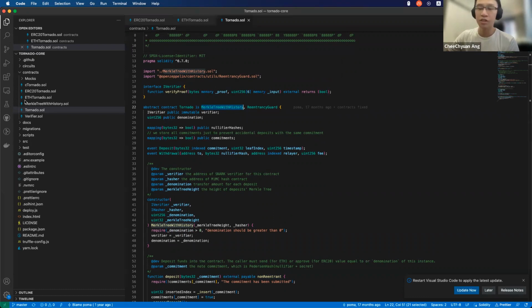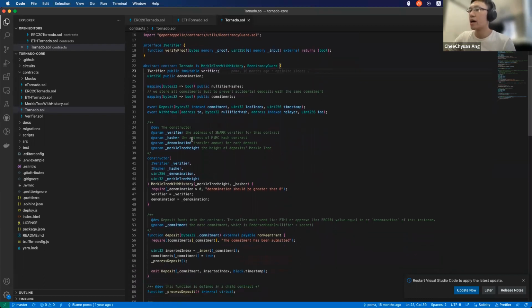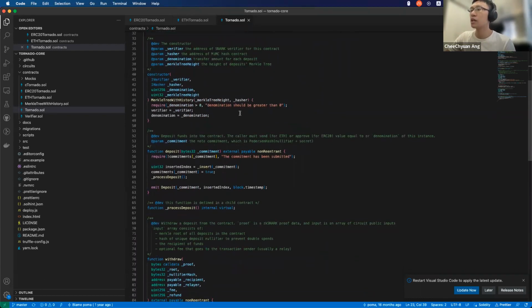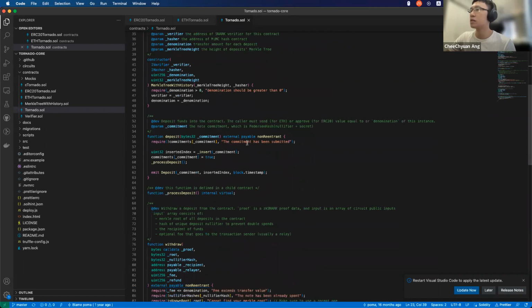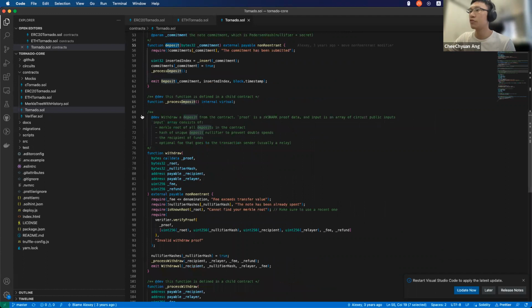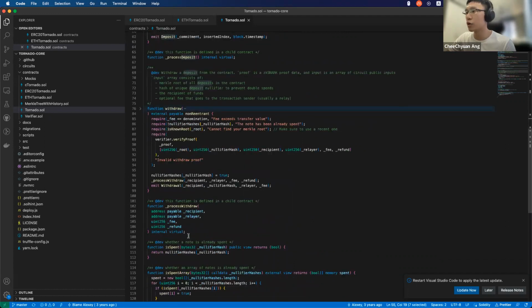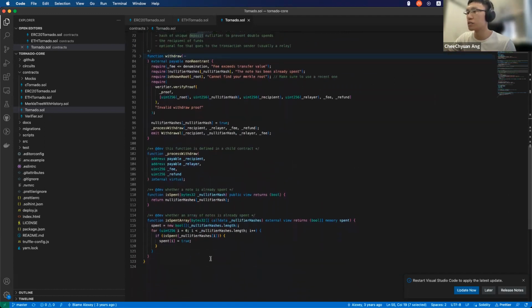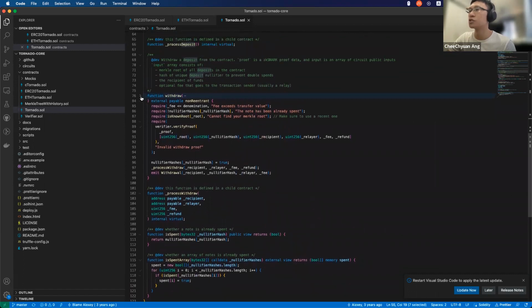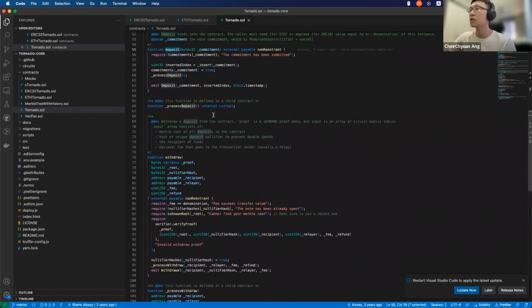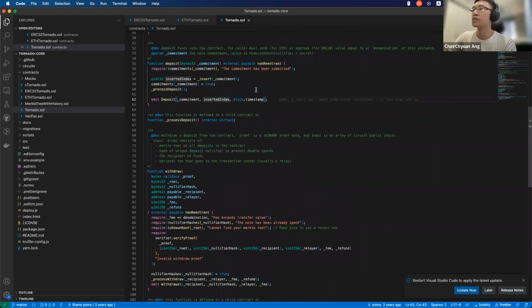Let me check if there are any questions. No. So now there are two main functions in this base implementation. One is a deposit function and one is a withdrawal function. Yeah, all these others are just not essential. So let's go into the deposit one first.